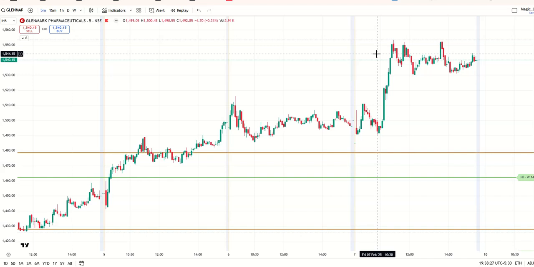Now, coming to our momentum indicator, right? As the name itself suggests, we call it kinetic momentum. This momentum tells you, when a stock is in an uptrend, how the momentum is going to help you. Okay, you look at this.